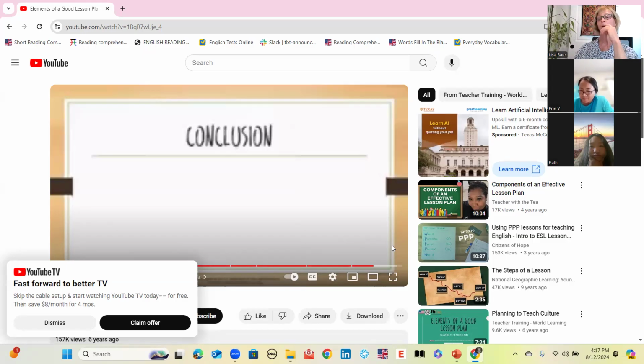Mm-hmm. Okay, and Ruth, what did you get? Assessment. What did you write down? Assessment. Oh, assessment. Okay. What else? Anything else? We got timing, differentiation, assessment, and materials. Materials. Good. Okay, and I know Aaron said objectives in the beginning. Okay, so then we got 5. What's that last one?